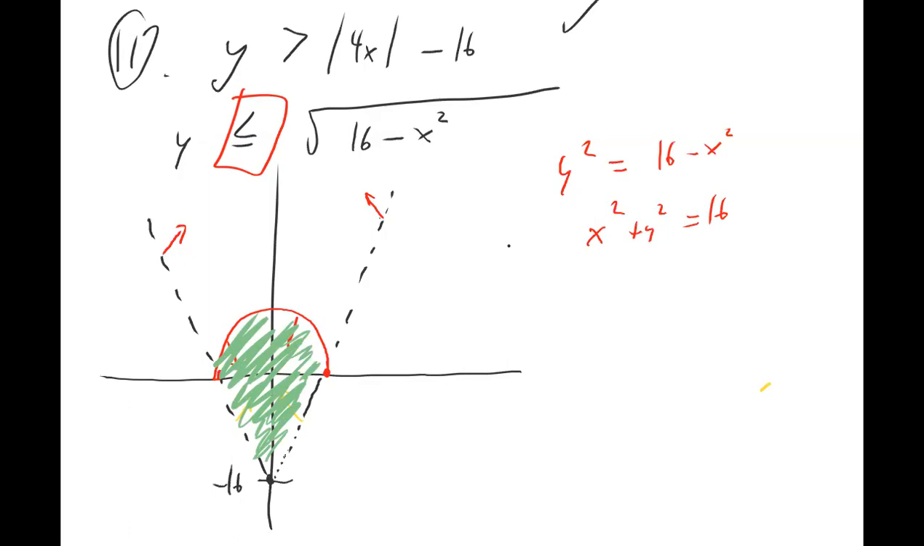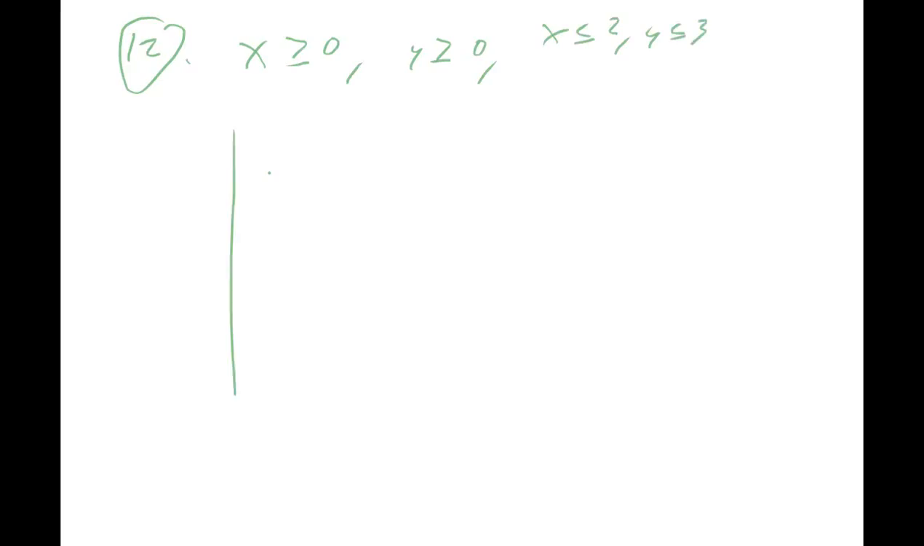All right, now let's do number 12. Number 12 says to graph x is greater than or equal to 0, y is greater than or equal to 0, x is less than or equal to 2, and y is less than or equal to 3. So x is greater than or equal to 0 is just this line right there, and you're pointed toward the greater than side, which is to the right. And y is greater than or equal to 0 is just a horizontal line at 0, but it's greater than or equal to that, so it's going to be pointed up.